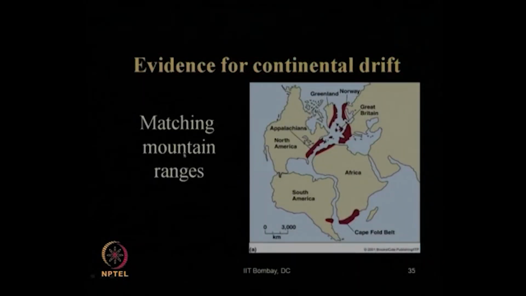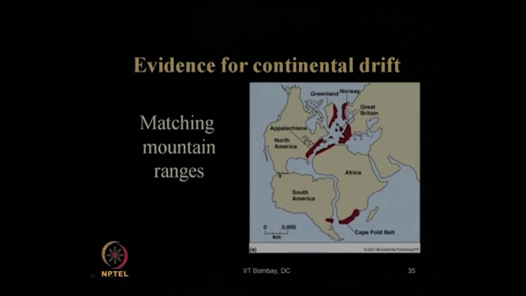Similarly, matching the mountain ranges: if one looks at the mountain ranges available in the southeastern part of North America, the northwestern part of Africa, the southwestern part of Great Britain and Europe, then Greenland and Norway, they are composed of single mountain ranges. So, if you close and bring those blocks together, they will form a single mountain range.